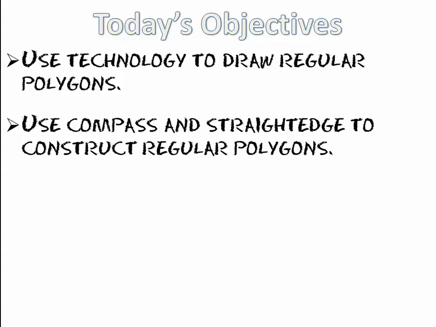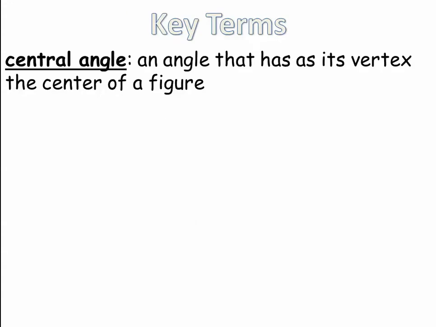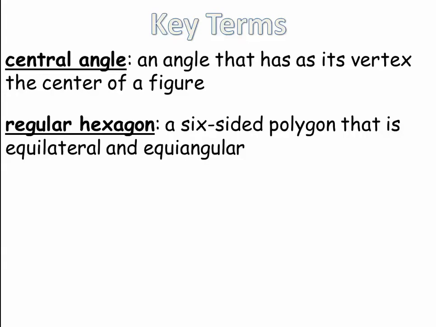You're going to use a compass and straight edge to construct regular polygons, and you're going to construct an equilateral triangle, a square, and a regular hexagon inscribed in a circle. Some of the key terms we're going to be using are central angle, that's the angle that has its vertex at the center of a figure. A regular hexagon, a six-sided polygon that is equilateral and equiangular.